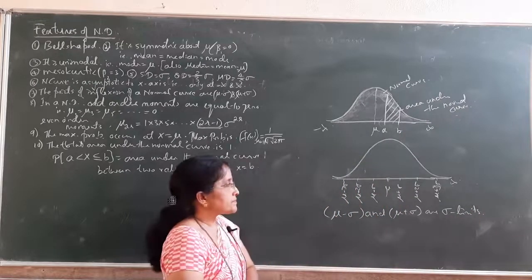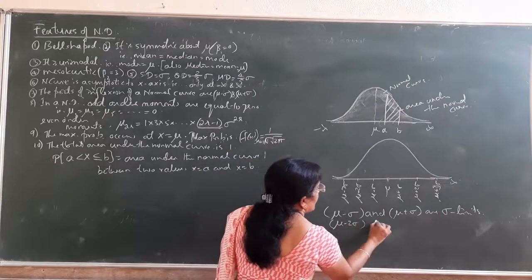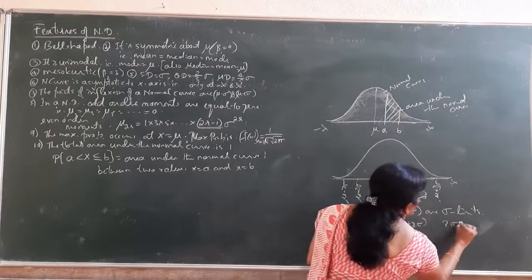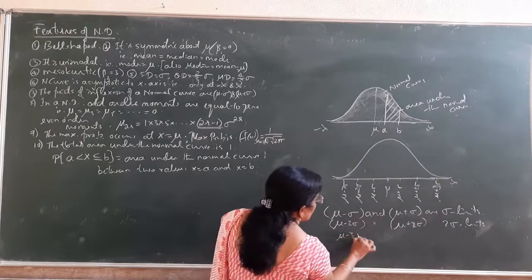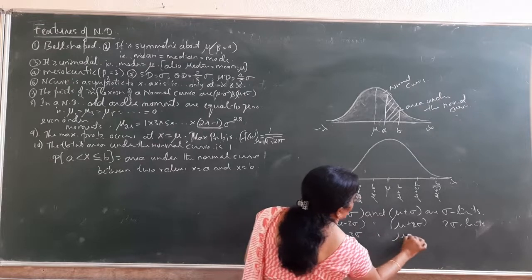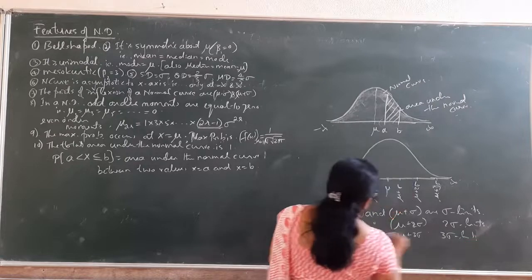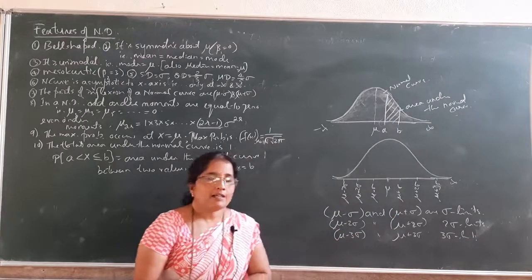Similarly, mu minus 2 sigma and mu plus 2 sigma are called 2 sigma limits. And what about the third one? Mu minus 3 sigma and mu plus 3 sigma. Those are called 3 sigma limits. Right? Sigma limits, 2 sigma limits and 3 sigma limits.